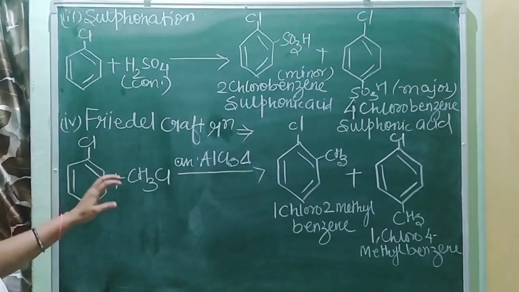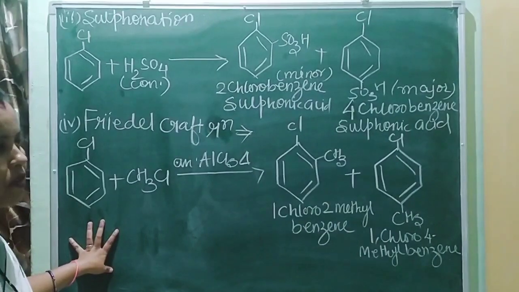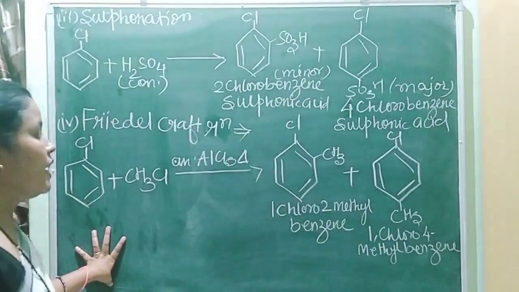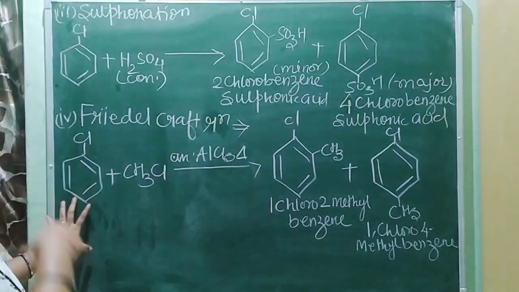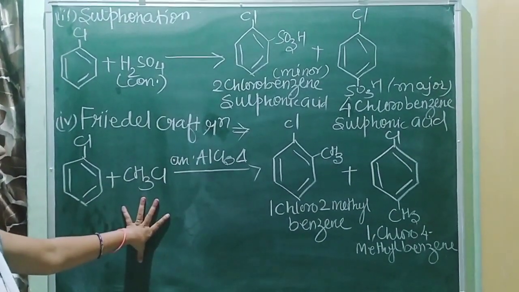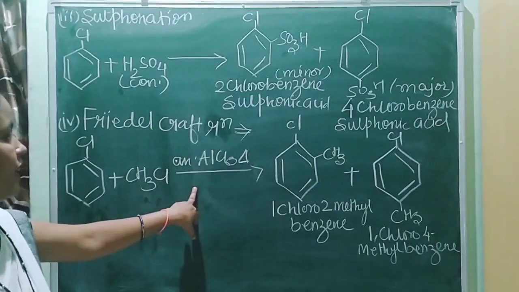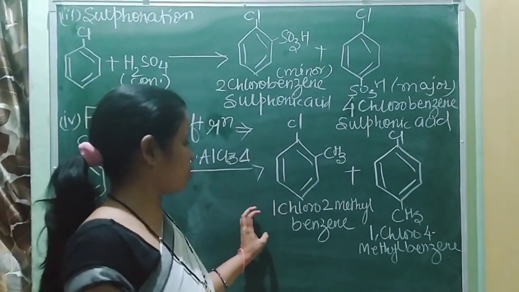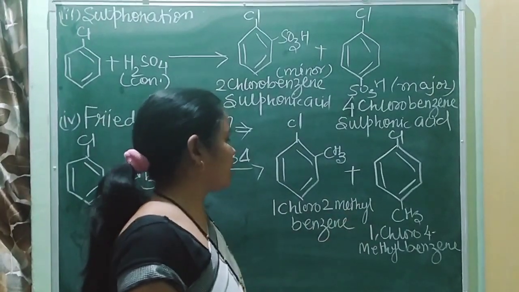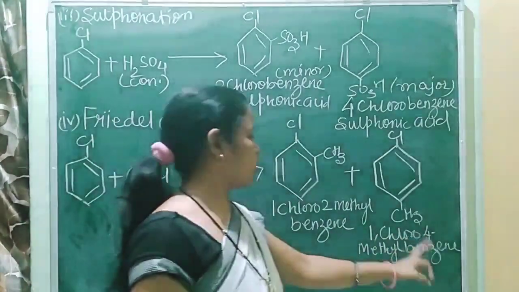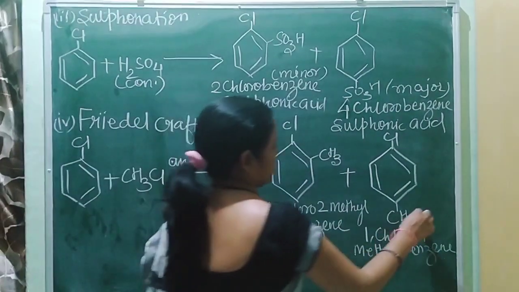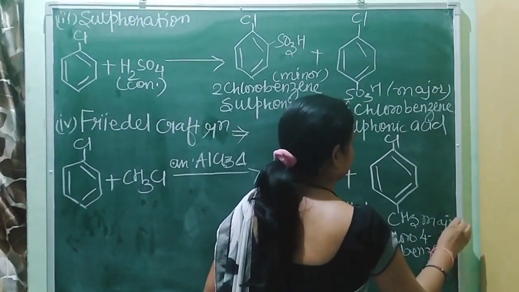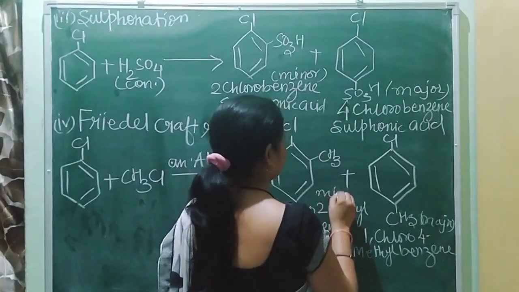Next is Friedel-Crafts reaction. There are two types of Friedel-Crafts reaction: Friedel-Crafts alkylation and Friedel-Crafts acylation. When chlorobenzene reacts with methyl chloride in the presence of anhydrous AlCl3, on heating it will produce 1-chloro-2-methylbenzene and 1-chloro-4-methylbenzene. Here it is the major product and this is the minor product.